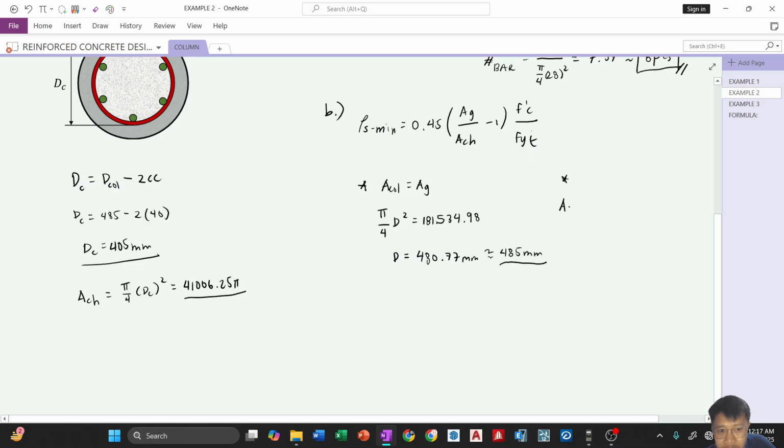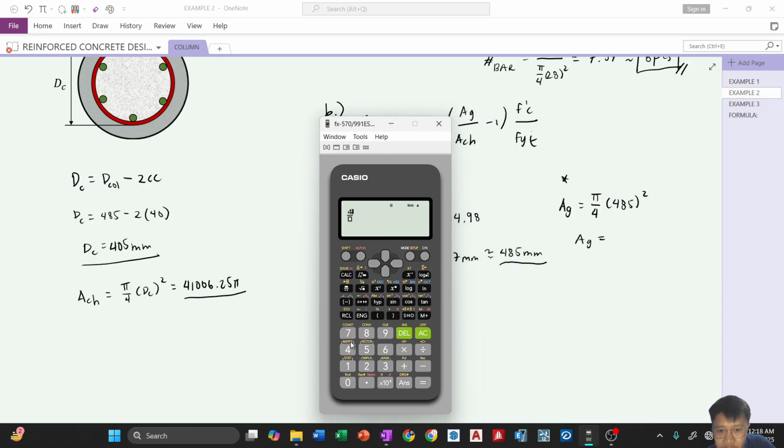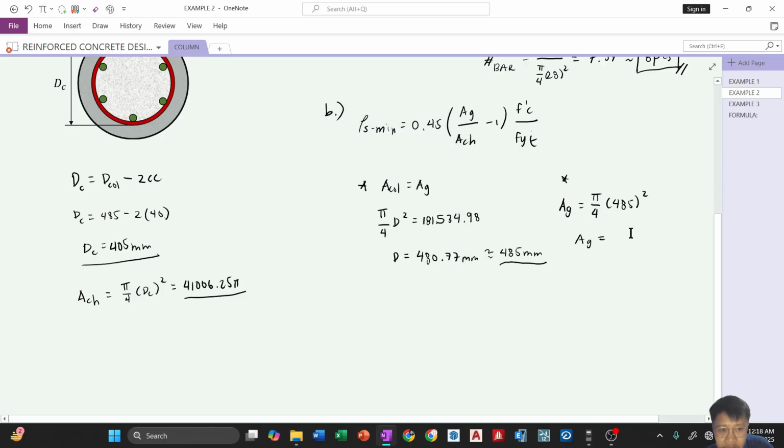Okay? AG now here is pi over 4. The new diameter is 485. And then we square this one. Okay? So, AG here is equal to, similarly, in terms of pi din natin ito, 485 squared divided by 4. Okay, so we get 58,806.25 pi. Alright? So, ito na yung bago nating AG.